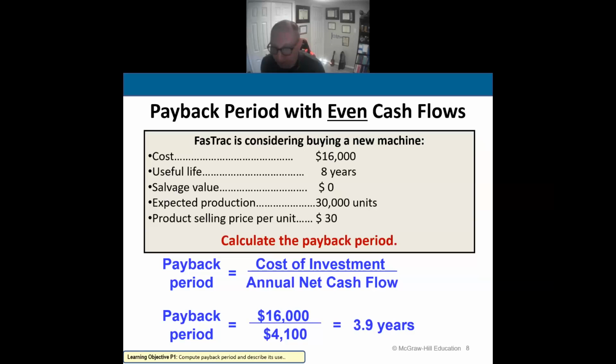We can see that we would recover that initial $16,000 in 3.9 years. So cost of the investment divided by annual net cash flows. Make sense? Good, right?